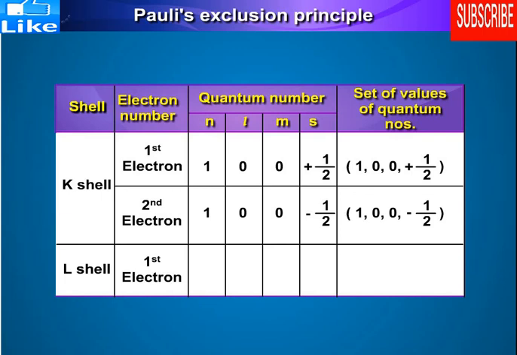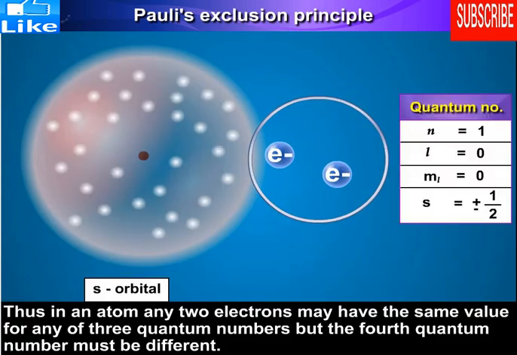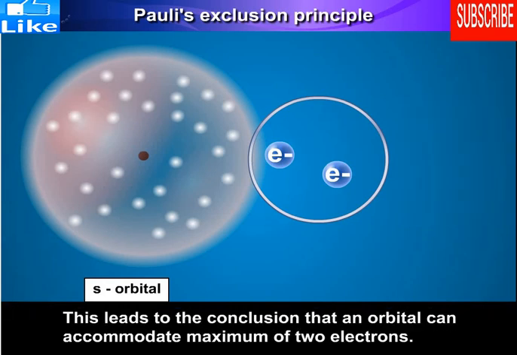In the L shell, for the first electron, n is equal to 2, l is equal to 0, m is equal to 0, and s is equal to plus 1/2. Set of values: 2, 0, 0, plus 1/2. Thus, in an atom any 2 electrons may have the same value for any of 3 quantum numbers, but the fourth quantum number must be different. This leads to the conclusion that an orbital can accommodate a maximum of 2 electrons.